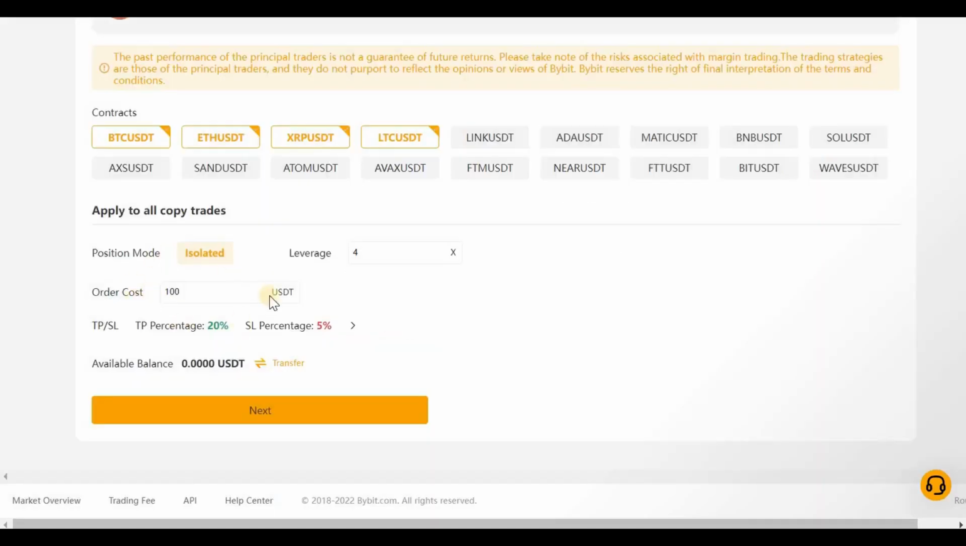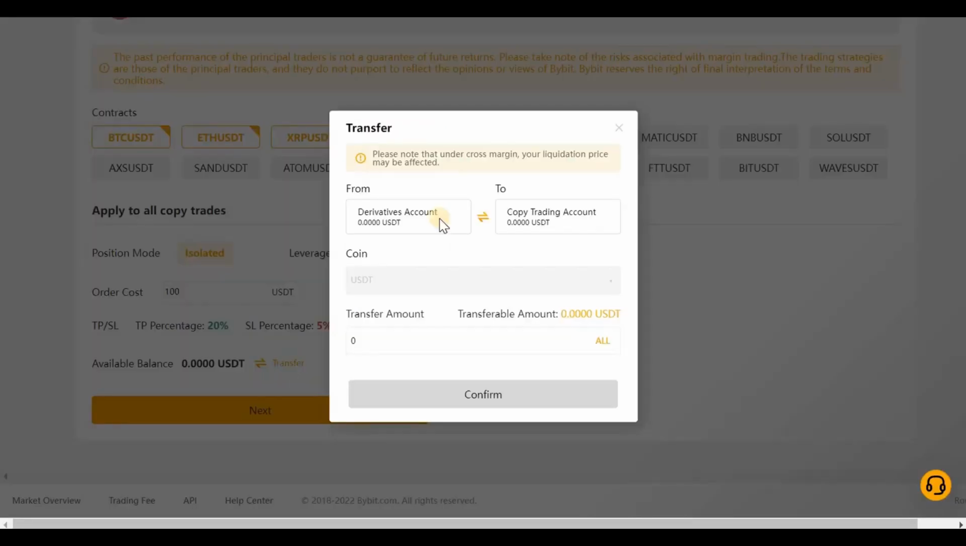This right here are the details of my trade. Right now, I have 0 USDT present in this copy trading wallet. What I would have to do is to click on this transfer. I can transfer USDT from my derivatives account to my copy trading account.